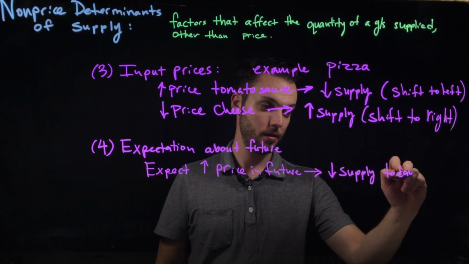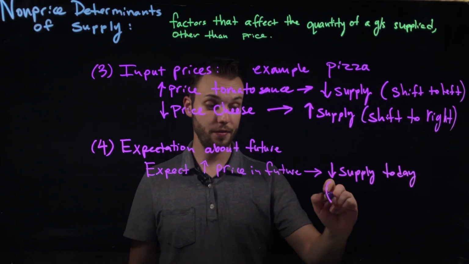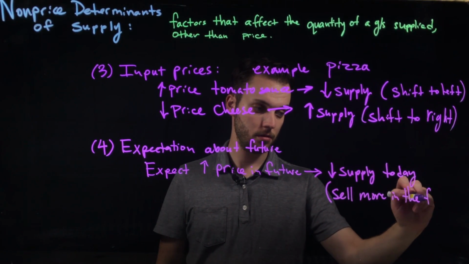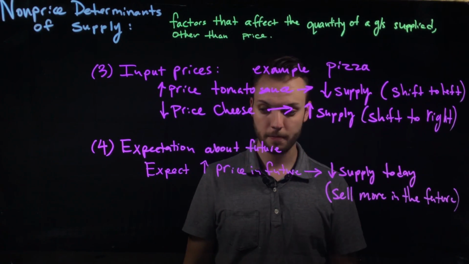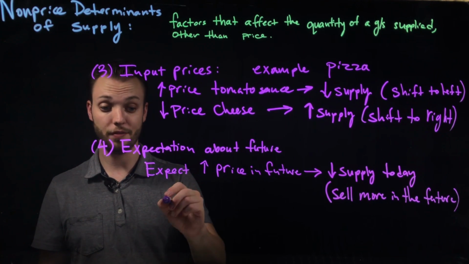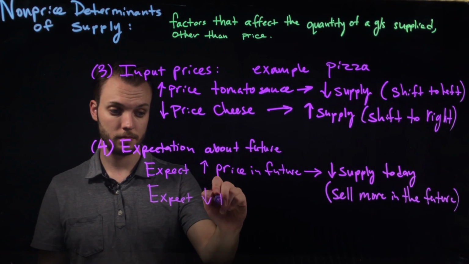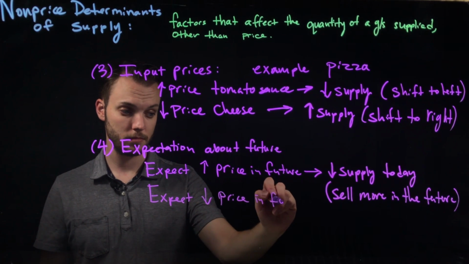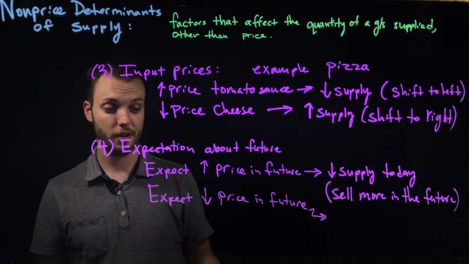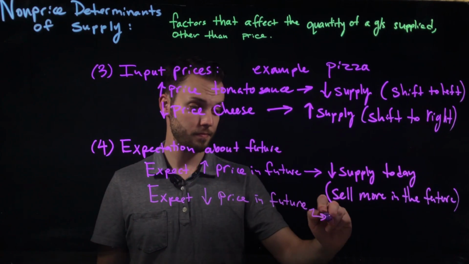Okay? So decrease in supply today, the idea being that you'd sell more in the future. Okay. And then we have the opposite situation where we expect prices to fall, the price of our own good to fall in the future. Okay. If that were the case, then we'd have an increase in supply today because we want to sell while the price is still high.